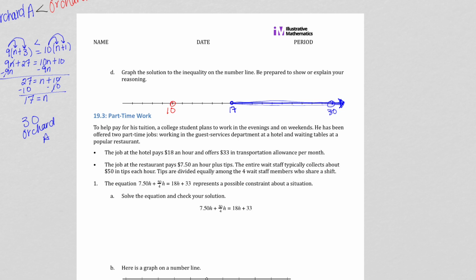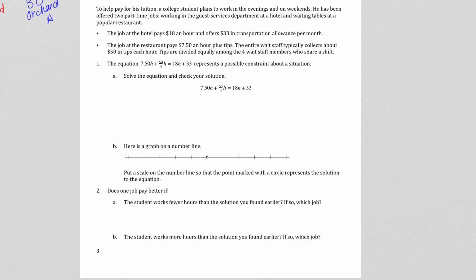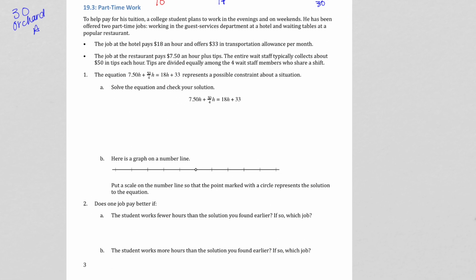Okay, next one. Part-time work. Let's see here. So, to help pay for his tuition, a college student plans to work in the evenings and on weekends. He has been offered 2 part-time jobs, working in the guest service department of a hotel and waiting tables at a popular restaurant.